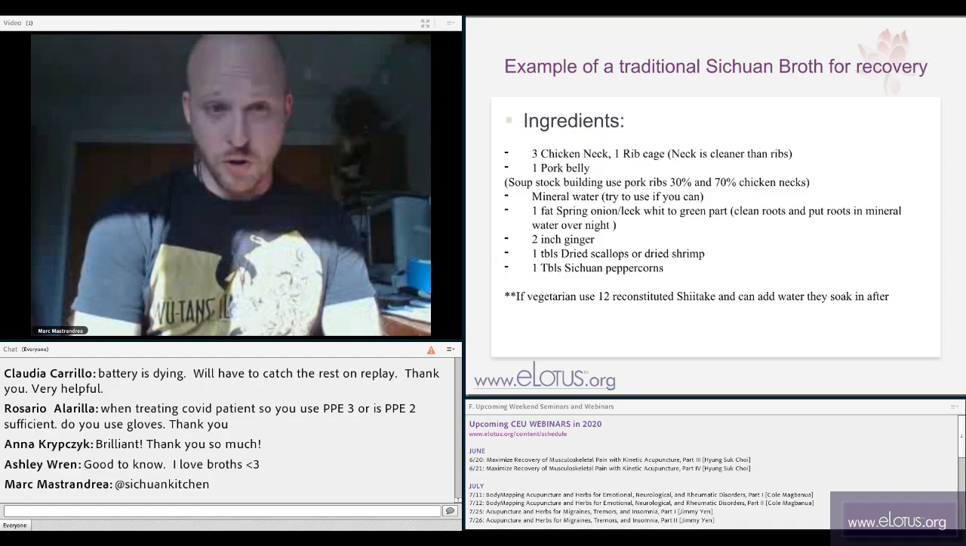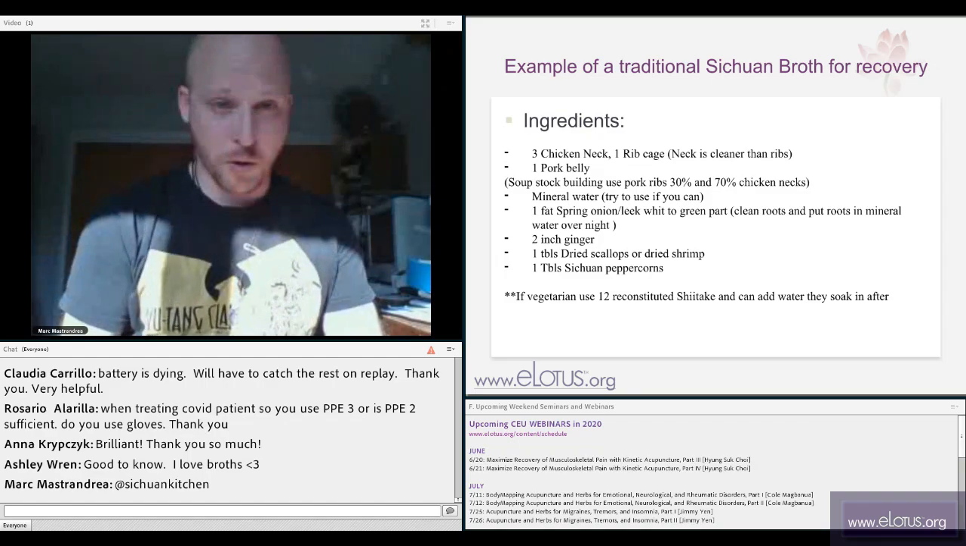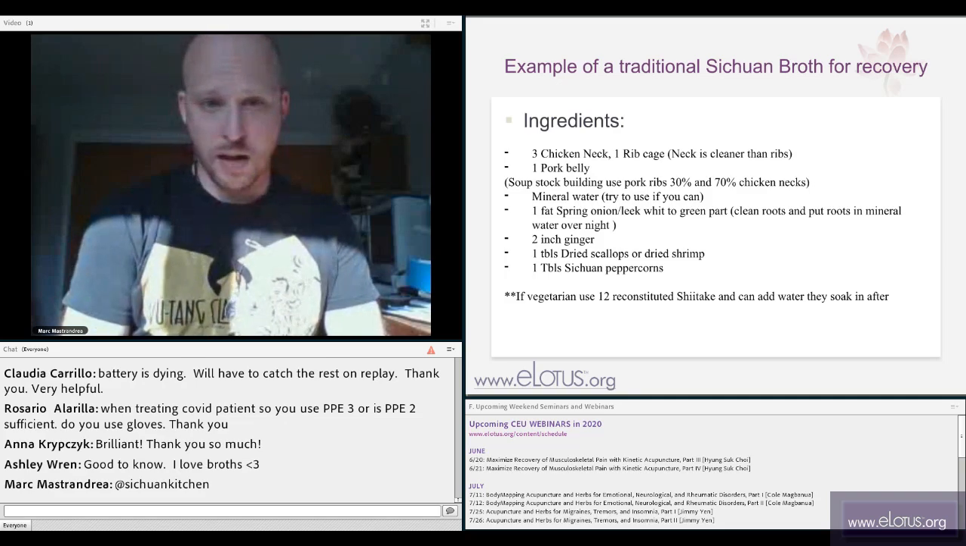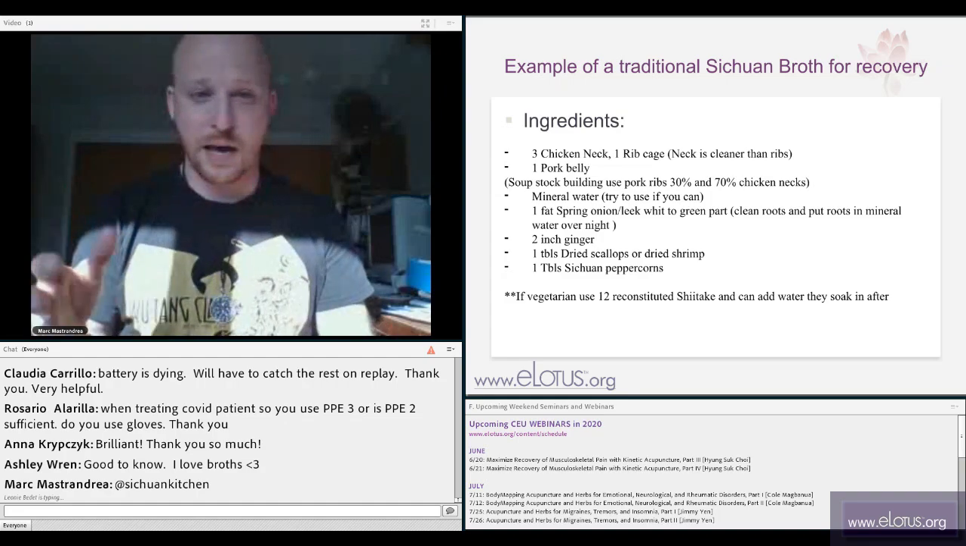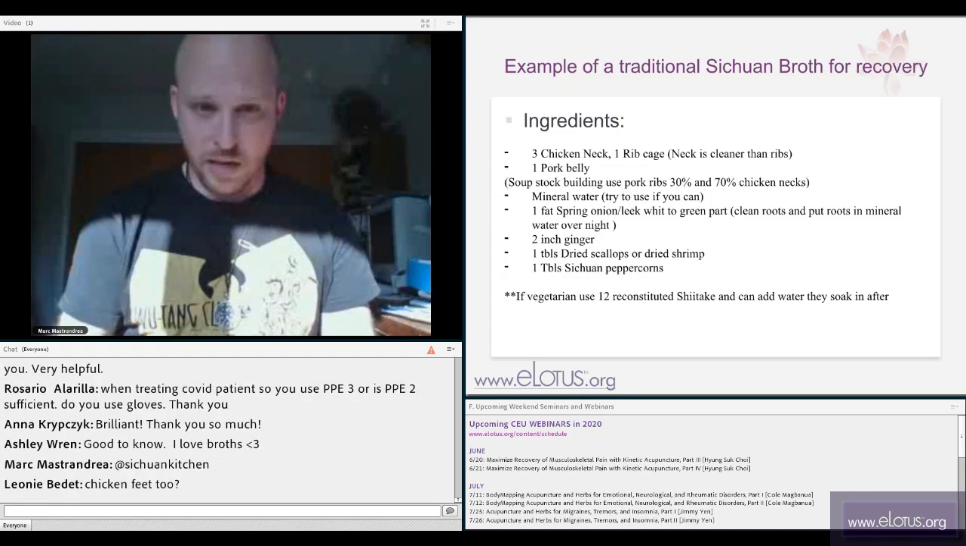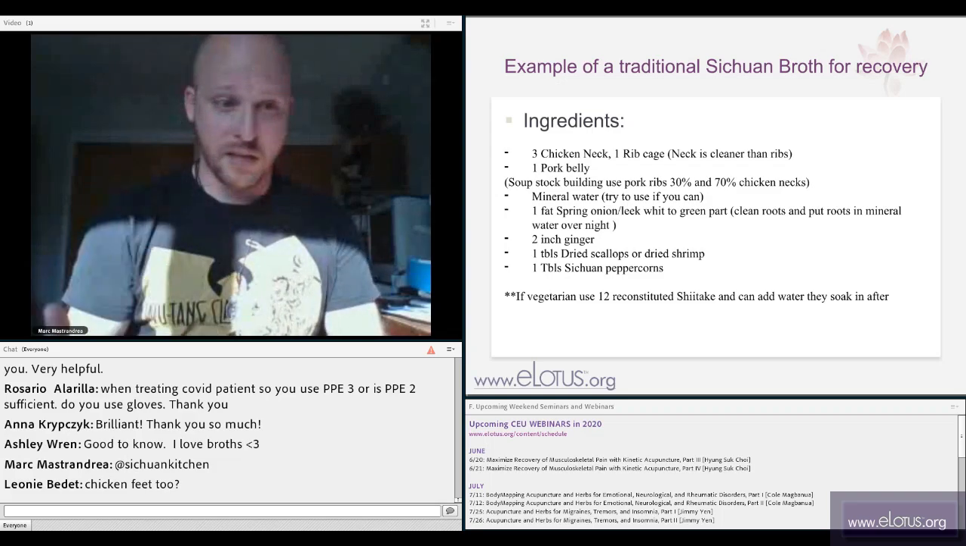This is a traditional Sichuan broth. You use chicken necks if you can get them, and a rib cage. You can use pork belly. For vegetarians, you can use shiitake. If you don't do pork, you only do chicken, that's fine. These are just different things. Then I go through a list of things: mineral water, fat, spring onion, leek, all these things.